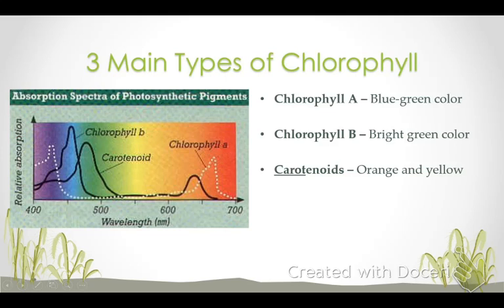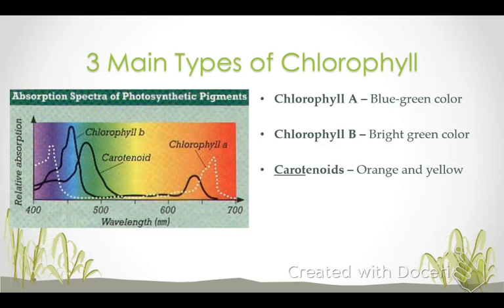Okay, three main types of chlorophyll. Chlorophyll A, chlorophyll B, and then carotenoids. Chlorophyll A, you can see over on the graph over there, it's mostly a blue-green color. The chlorophyll B is a bright green color, and so you can see that chlorophyll A and chlorophyll B are primarily what we see most of the times of the year, which causes the green leaves. But there is another, and there's actually others other than this, but the carotenoids as well.